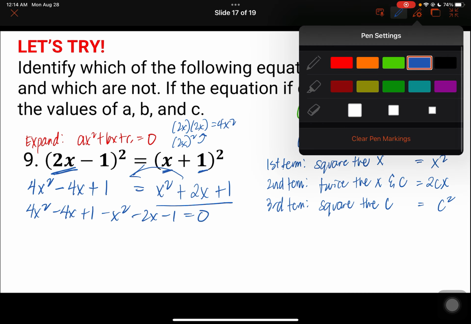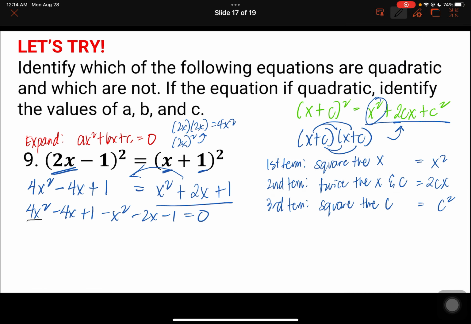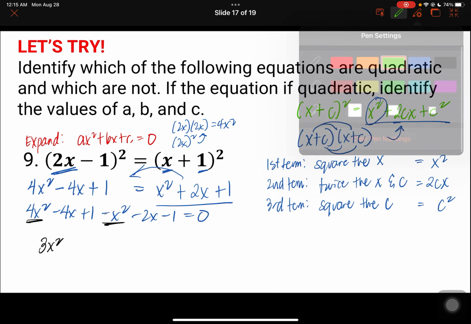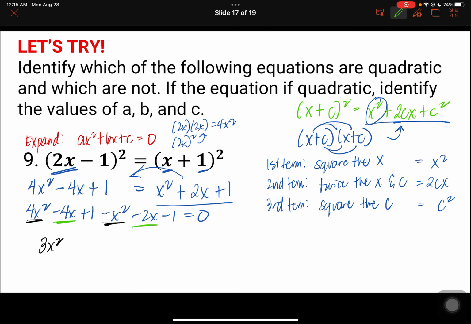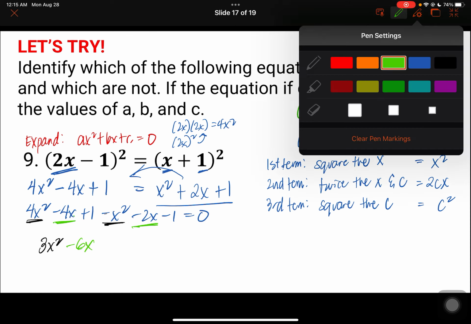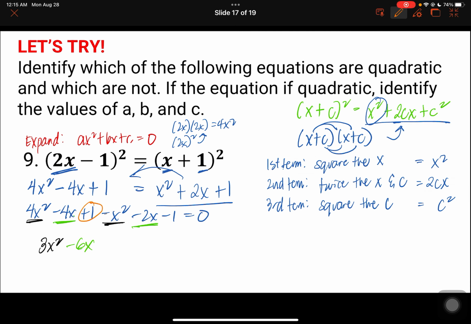Then, after natin ilipat, combining like terms tayo. Si 4x squared sa kasi negative x squared pwede pagsamahin. So, 4x squared minus x squared ay 3x squared. Next, gamit tayo ibang kulay. Si negative 4x pwedeng pagsamahin si negative 2x. No? Negative 4x minus negative 2x is negative 6x. And lastly, meron tayong constant 1 minus 1. Obviously, 0 na po yan. So, hindi na natin kailangan ilagay.